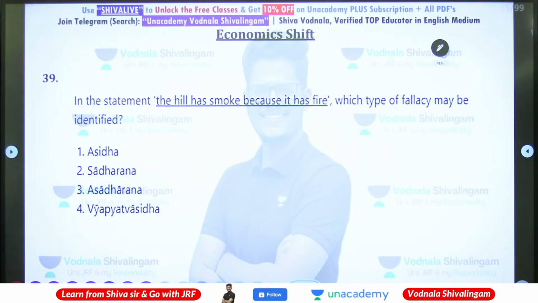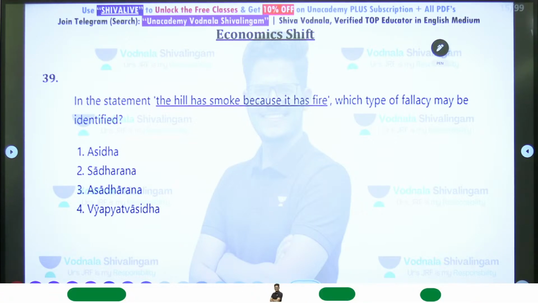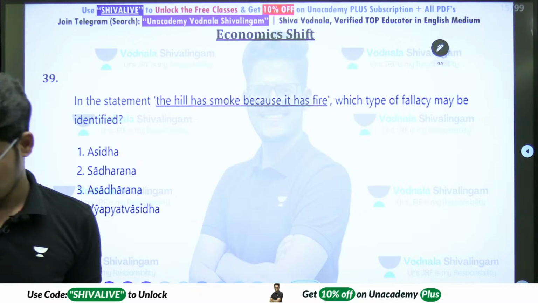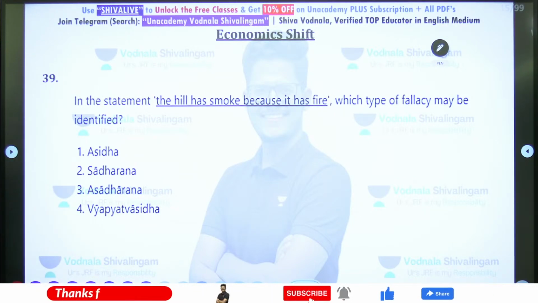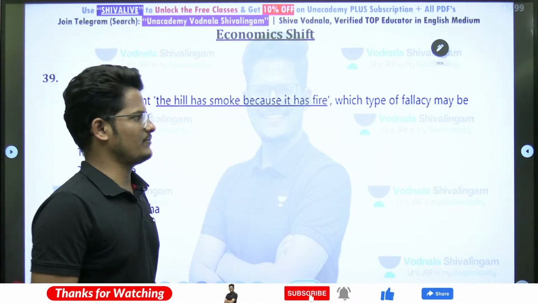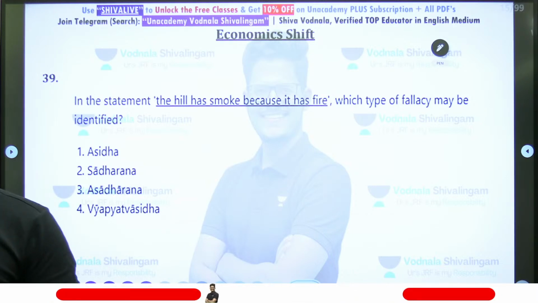Next. Dukkha, Samudaya, Nirodha, Magga. Correct. In the statement, the hill has a smoke because it has a fire. Which type of fallacy may be identified?